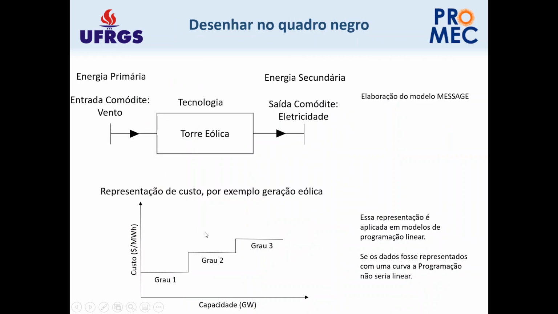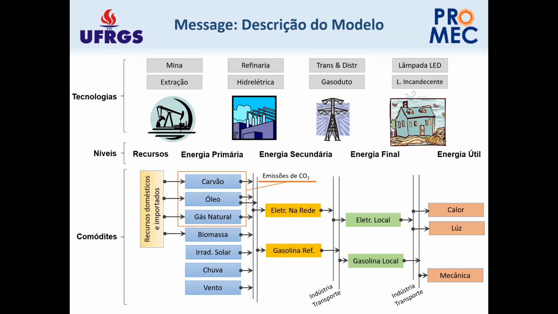Biomass also is limited by how much land you have. Solar radiation depends on the quality of solar radiation. Of course, every country is able to produce electricity just with solar energy, but some countries are better than others. Rain, you have wind, and so these are primary energy sources. And then you need a refinery, a hydroelectric plant, a solar power plant, a wind power plant in order to generate electricity.